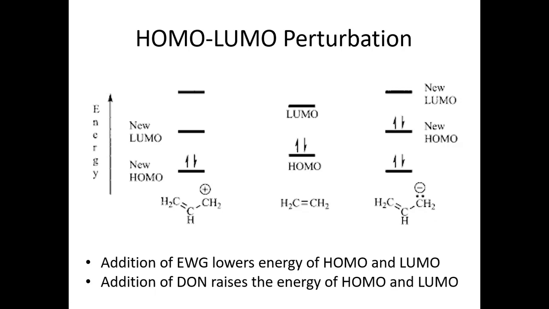And then again, what we're comparing the cation and the anion to is the unperturbed system with no additional substituents, no electron withdrawing groups, no donors, it's just there.